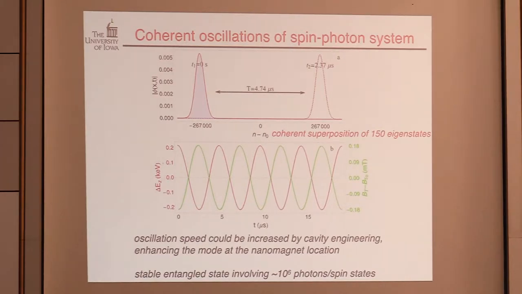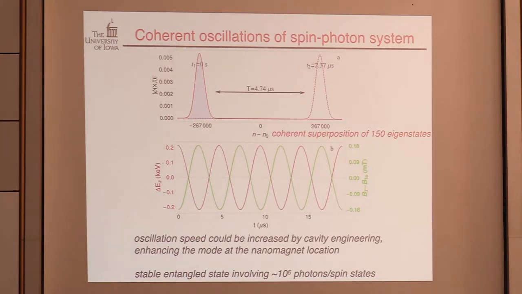And that's a bit optimistic, even at ideal temperatures for YIG. We'd want it to be about 10 times faster. And so at the time, we suggested this could be increased by cavity engineering, enhancing the mode of the nanomagnet location, which would enable you to get this to go back and forth faster. So being able to do a full coherent oscillation doesn't seem completely impractical for that kind of small system.